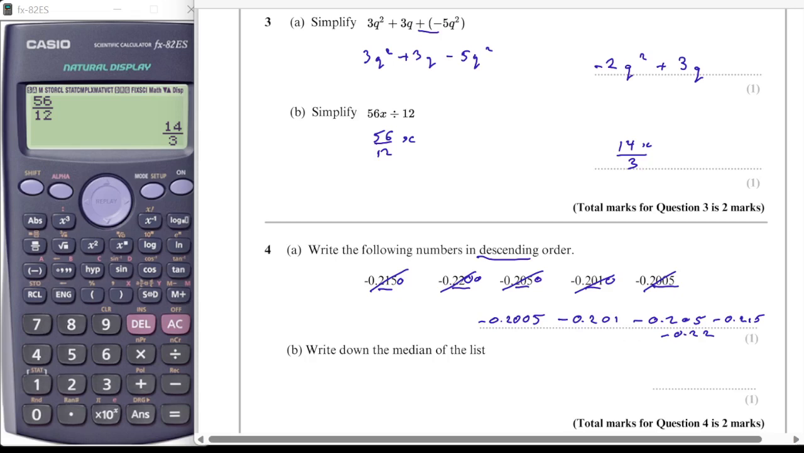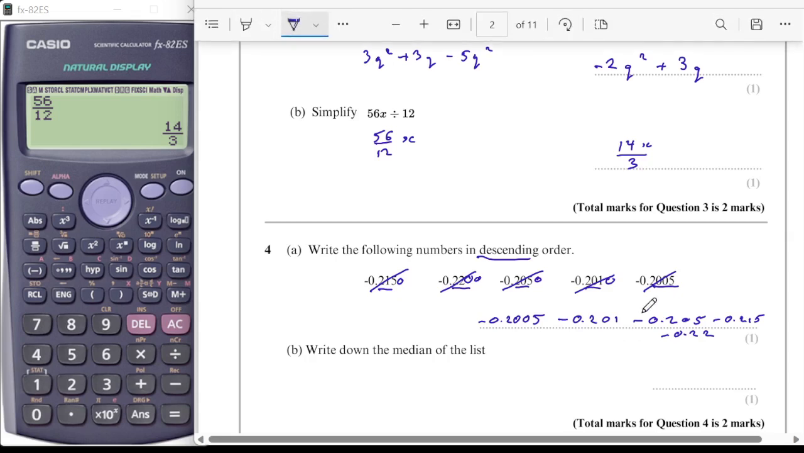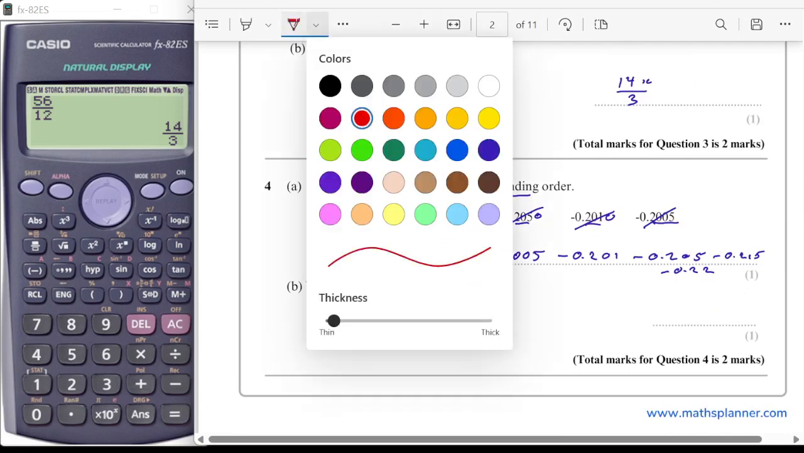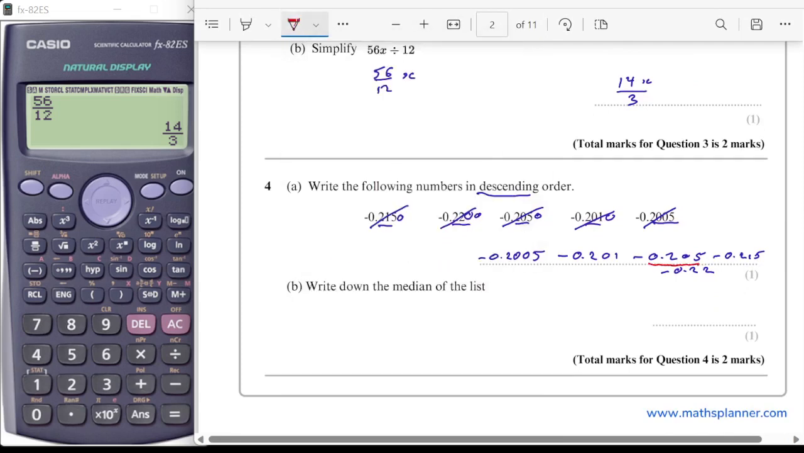Okay, so the median. When in size order, the median is going to be the middle number. So the median is going to be, let's just change pen to show this, this number when in size order. So I'm looking at minus 0.205.